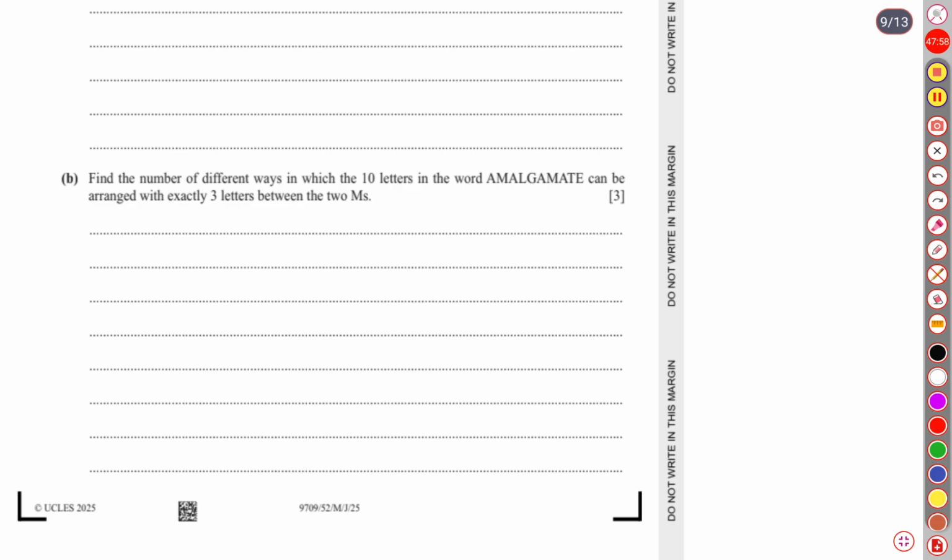So first one is 1 2 3 4 5 6 7 8 9 as well as 10. So first one is going to be m, and between the m's there will be 3 letters, so the fourth one is also m. Now how many are left there? If 2 m's go away, there remain 8 more letters.